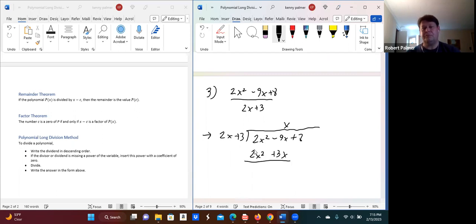Okay. Now, once again, I subtract, which changes my signs. This sign becomes negative. This also becomes negative. These should always cancel out, and they do. And over here, I have negative 9x and negative 3x. That's negative 12x. Okay. Then bring down my next term, which is plus 8.